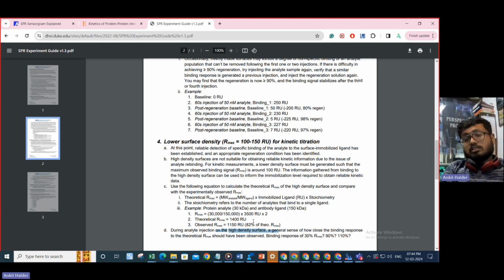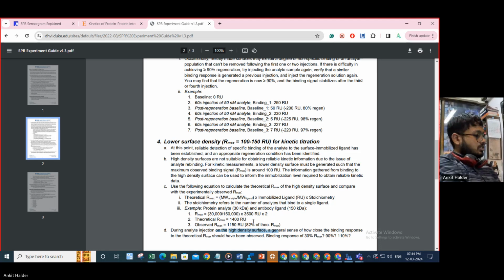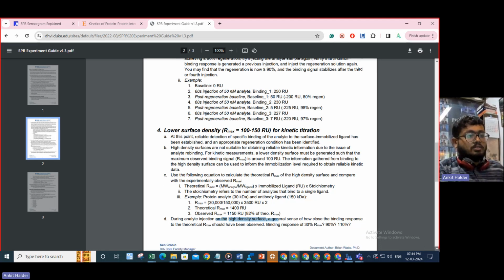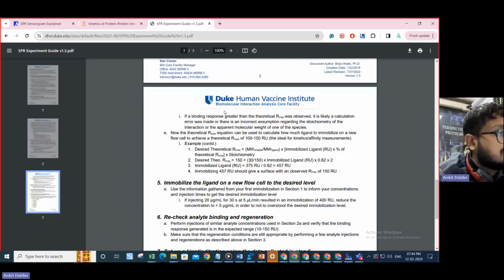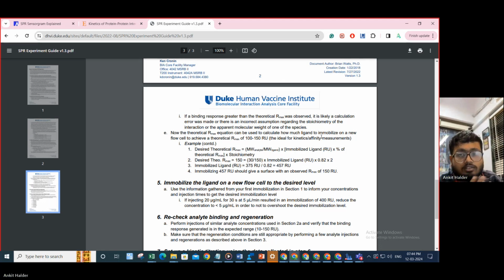So what percentage is it? How much less is it than the theoretical Rmax? That is 82% of the theoretical Rmax. What we are observing as Rmax is 1150 RU. So during analyte injection, as a general sense of how close the binding response should be, it should be around 90% to 110% of the theoretical Rmax. If the binding response is greater than expected, it may indicate a calculation error or an incorrect assumption regarding the stoichiometry of the interaction. So what does it mean?